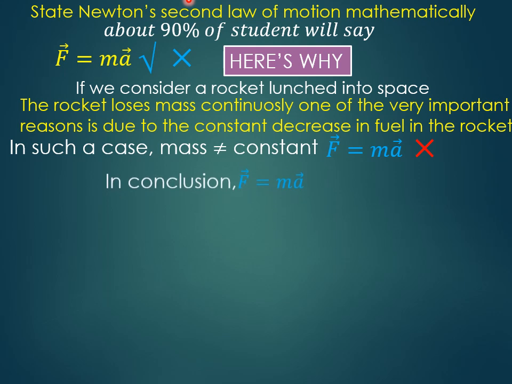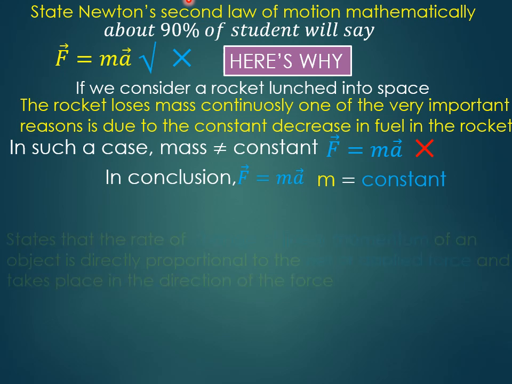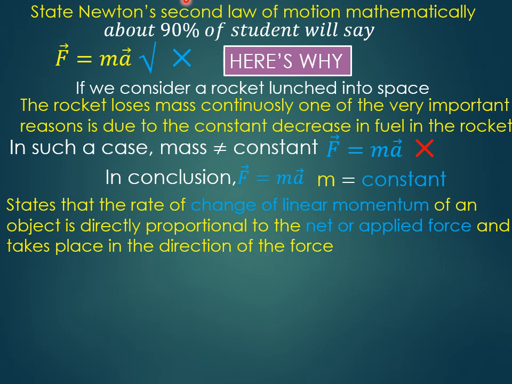So guys, what I'm trying to say is that the formula F equals ma is true when the mass is a constant. That is great. When the mass is a constant guys, the force obviously is a constant, and the car and the rocket in this case is going to be accelerating. So friends, Newton's second law of motion in its condensed form states that the rate of change of linear momentum of an object is proportional to the net or applied force and takes place in the direction of the force. That is the statement of the law guys.